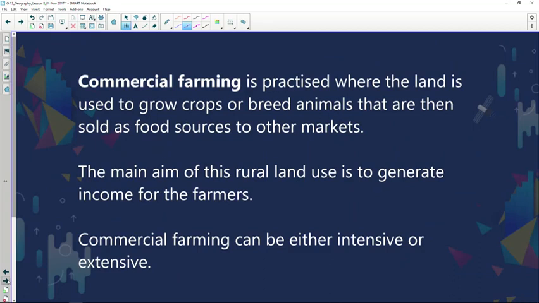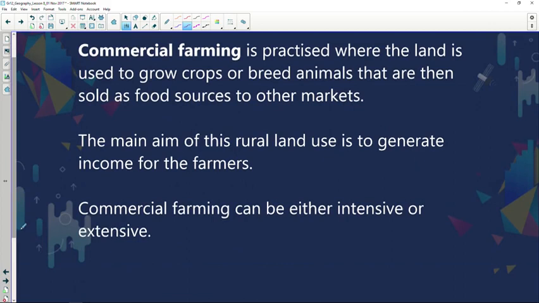Now, the commercial farmers are basically the big farmers that employ a lot of people. They've got trucks to transport their goods off to be processed eventually, and to make this food that they farm into a different product. Now, commercial farming can be intensive or extensive. Now, there's a difference between the two.